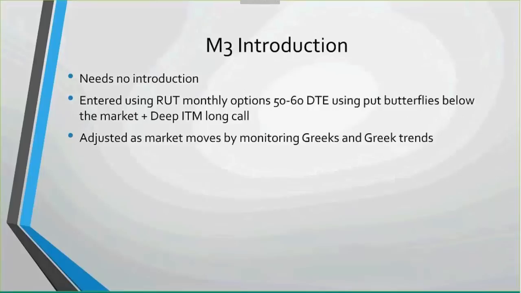M3. Now, I don't think I really need to introduce M3 to this audience. It's invented by John Locke and primarily it's traded using Russell 2000 options. It's entered 50 to 60 days to expiration with a deep in the money call plus an out of the money butterfly. It's adjusted as the market moves by monitoring the Greeks and Greek trends. So you not only look at current Greeks, you also project what the Greeks are going to be a few days from now before you make an adjustment.